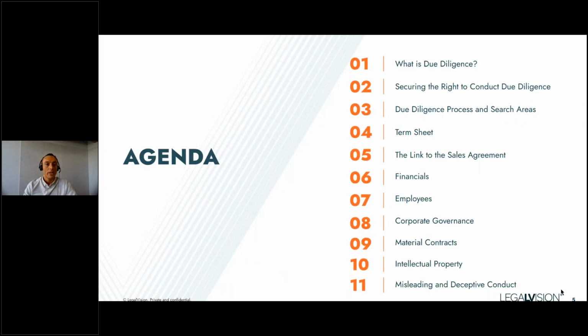So today we'll be discussing a fair number of items relating to due diligence: a broad overview of what due diligence is about, what the due diligence process involves and search areas, a part around the term sheet, how due diligence links into an M&A sales agreement, and then we'll dive into some very specific areas that you normally deal with in due diligence, going through financials, employees, corporate governance, material contracts, IP, and we'll end on a recent, interesting case on misleading and deceptive conduct involving due diligence.